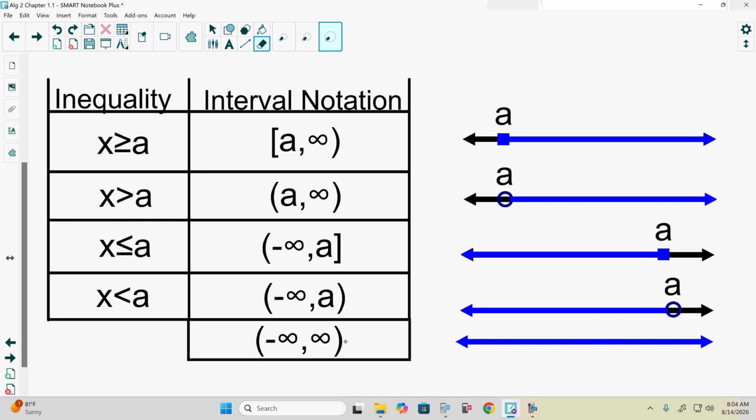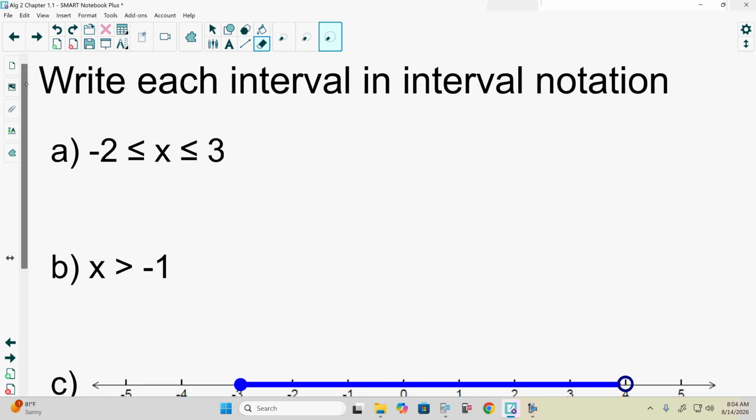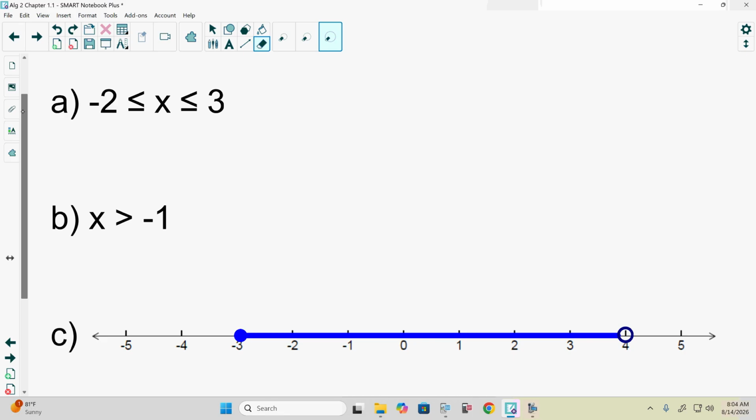Any questions over bounded or unbounded? So the first thing we're going to do, especially with that on that page, is writing interval notation. Interval notation is using our parentheses and brackets and talking about our endpoints. Interval notation does not have variables. We won't have x written in interval notation. So our first one is -2 is less than or equal to x is less than or equal to 3. How would we write this in interval notation?